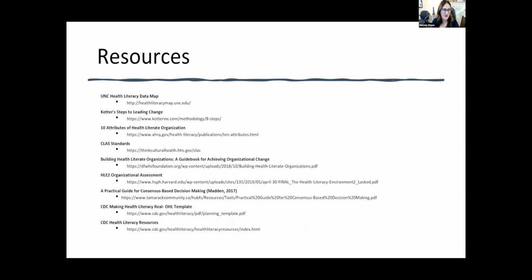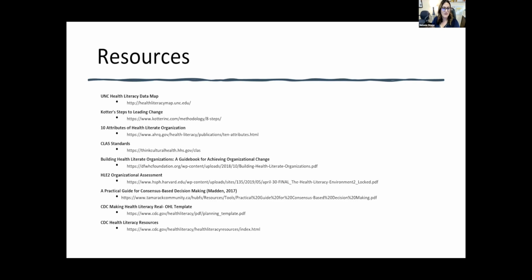So I just wanted to make sure you had the resources that you might need in order to replicate your own pledge program. The first one we didn't really talk about, but there is a health literacy map that University of North Carolina developed from the 2003 NAAL Health Literacy Survey, which is the only national federally funded health literacy survey that we have. I know it sounds really old, but we can only assume that health literacy is not getting better as our health system gets more complex.